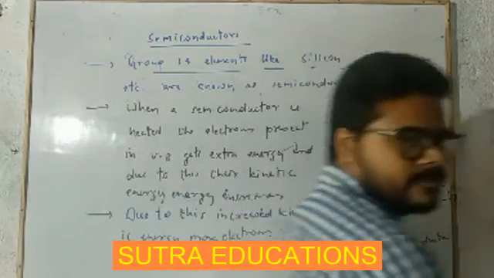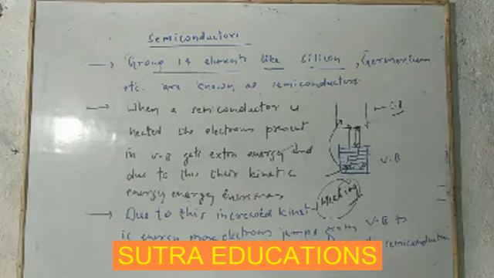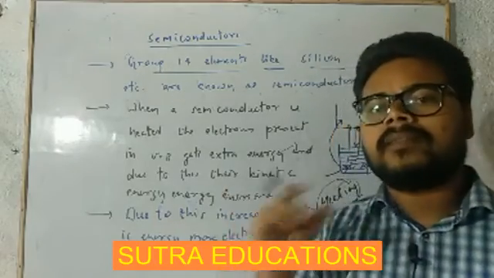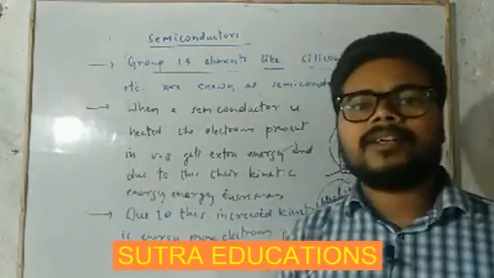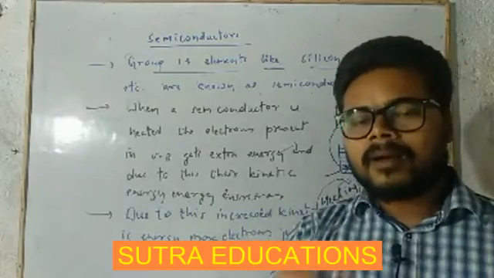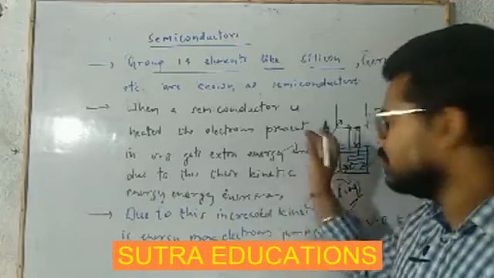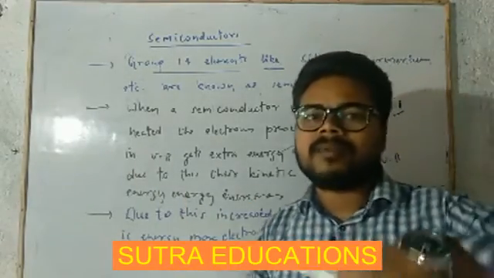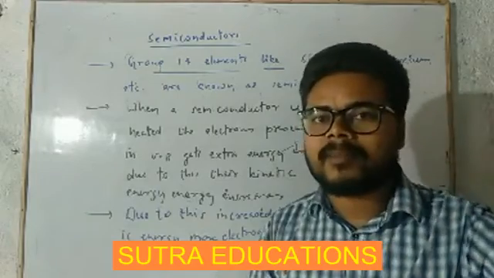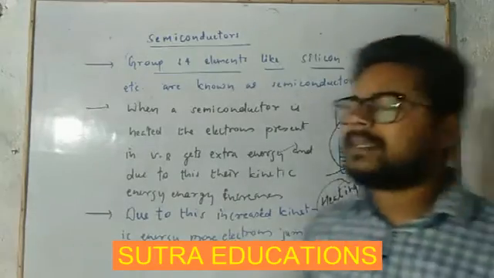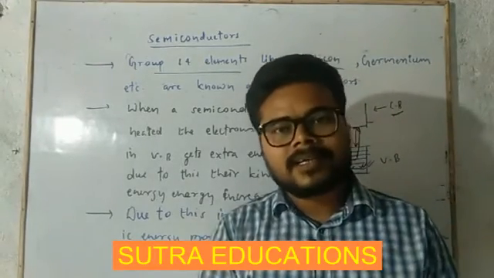Getting this point? If you heat a semiconductor, the electrons present in the valence band will acquire some extra heat energy, and due to this their kinetic energy will be increased, and this will result in jumping of more electrons from the valence band to the conduction band. And if more electrons jump, then conductivity will be increased. So I told you, when we heat a semiconductor, its conductivity increases.